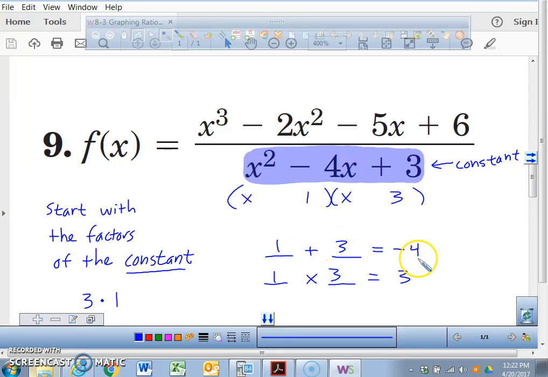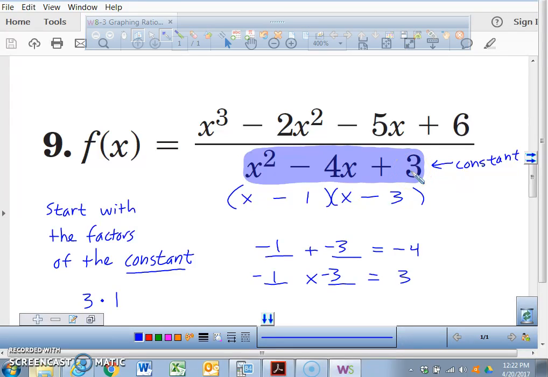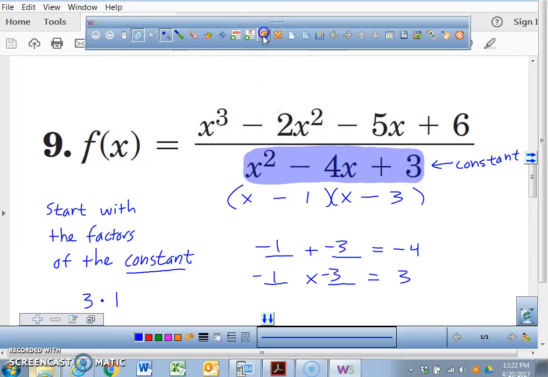So what do I have to do? Make them both negative, right? Make them both negative. So we have x minus 1 and x minus 3. Those are the factors of this simple trinomial. And this is a method that you could always use to see if you can factor it, if the coefficient in front of the x squared is simply a 1.